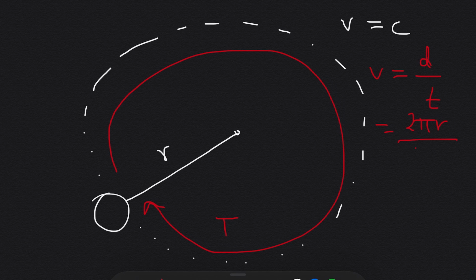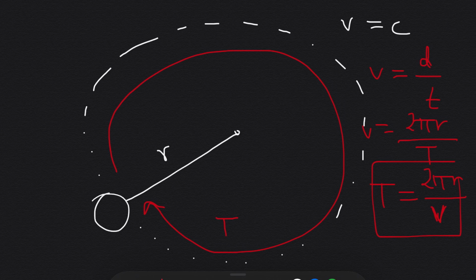So 2 pi r, and the time period, which we now denote as capital T, we can just put that in, and we've got v equals 2 pi r over T. So if we know the velocity, we can solve for the time period, and the time period is 2 pi r divided by v. Remember this equation, it's very helpful.